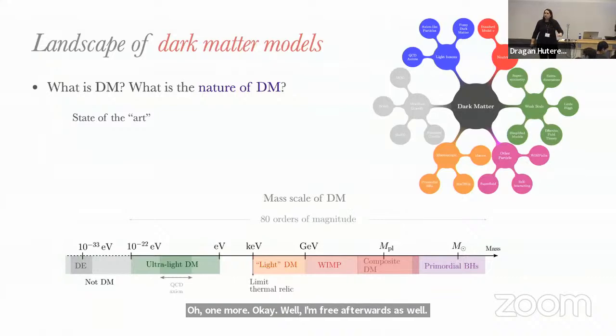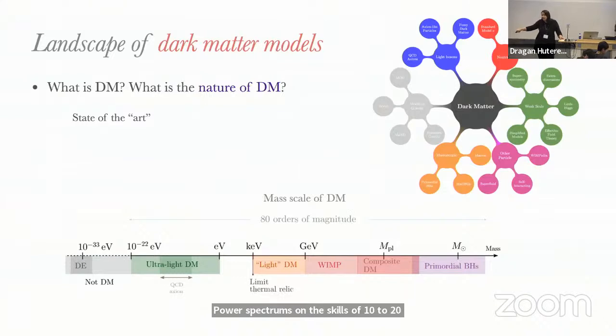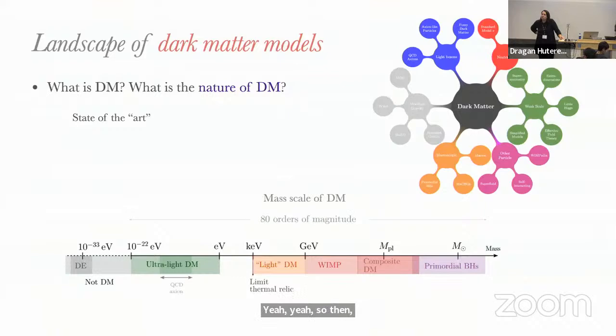When you're using the matter power spectrum to constrain the relativistic nature of dark matter, what is the mechanism that facilitates the transition between the relativistic regime and the non-relativistic regime? I'm not sure if I understood the question. We're saying that as long as we don't suppress the matter power spectrum at low redshifts, we're fine, but we can suppress the matter power spectrum on small scales, so k bigger than that. Yeah. So then what is the mechanism that helps dark matter transition from being relativistic to non-relativistic?